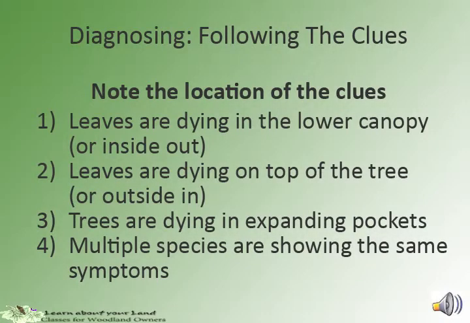In addition to noting which signs and symptoms are affecting your trees, you can report where on a tree the symptoms are occurring. First, note whether there is one tree or many trees affected. If it is multiple trees, is it one species or several species? On the individual trees, is the damage starting on the top and outside, or did it start on the bottom and inside of the canopy? Now let's look at what each of those indicates.